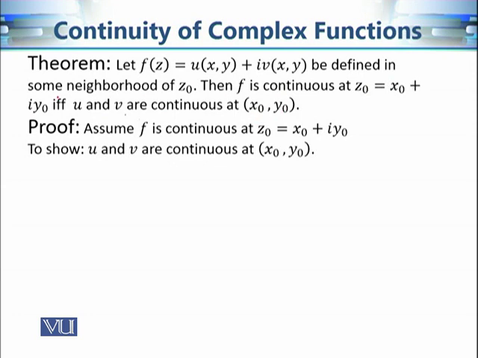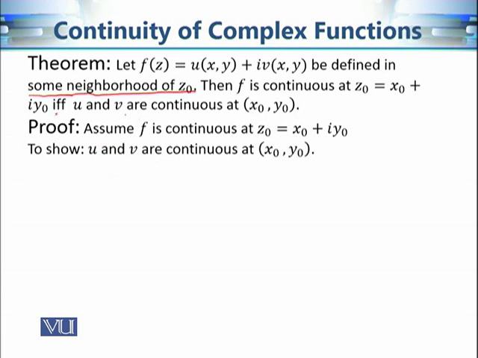Now let's see why we need this sentence that this function is defined in some neighborhood of z0. We also discussed this in our last discussion. Now we want to calculate the limiting value, and we cannot calculate the limiting value at a point if we don't know the behavior or the functional values in some neighborhood of that point. So that's why we require that the function is defined in some neighborhood of z0.